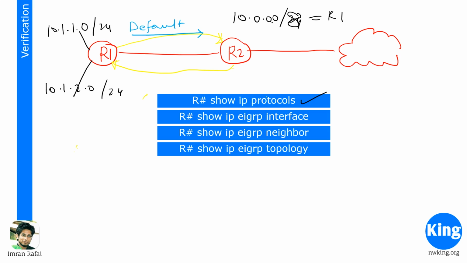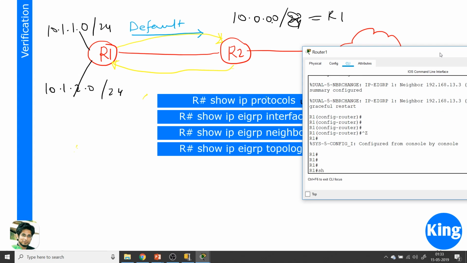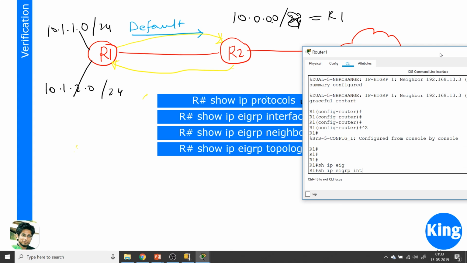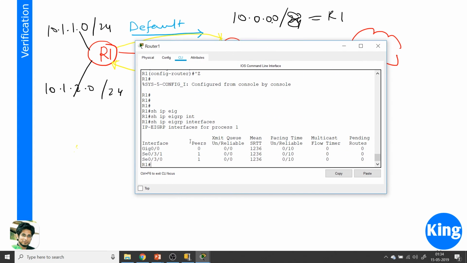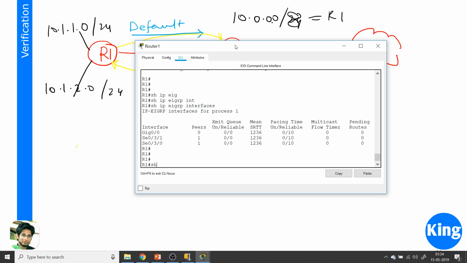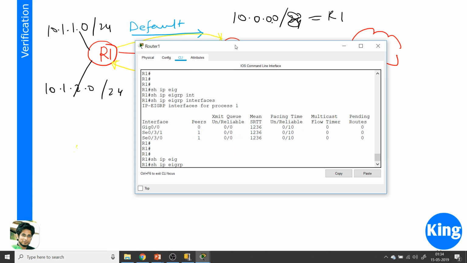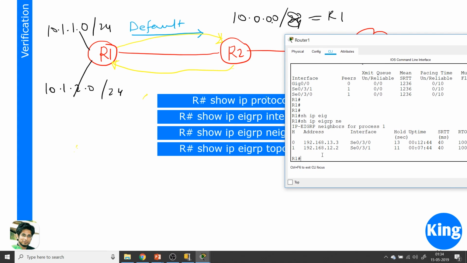In interface, you will see what are the interfaces that are working on EIGRP. Let's quickly put those commands here so that we see it. Show IP EIGRP interfaces. We did this in our previous video, but I'm going to just quickly check. We see that these are the three interfaces that are working on EIGRP, and these are the two interfaces that have neighbors. Show IP EIGRP neighbors. We see these are the two neighbors that we have.